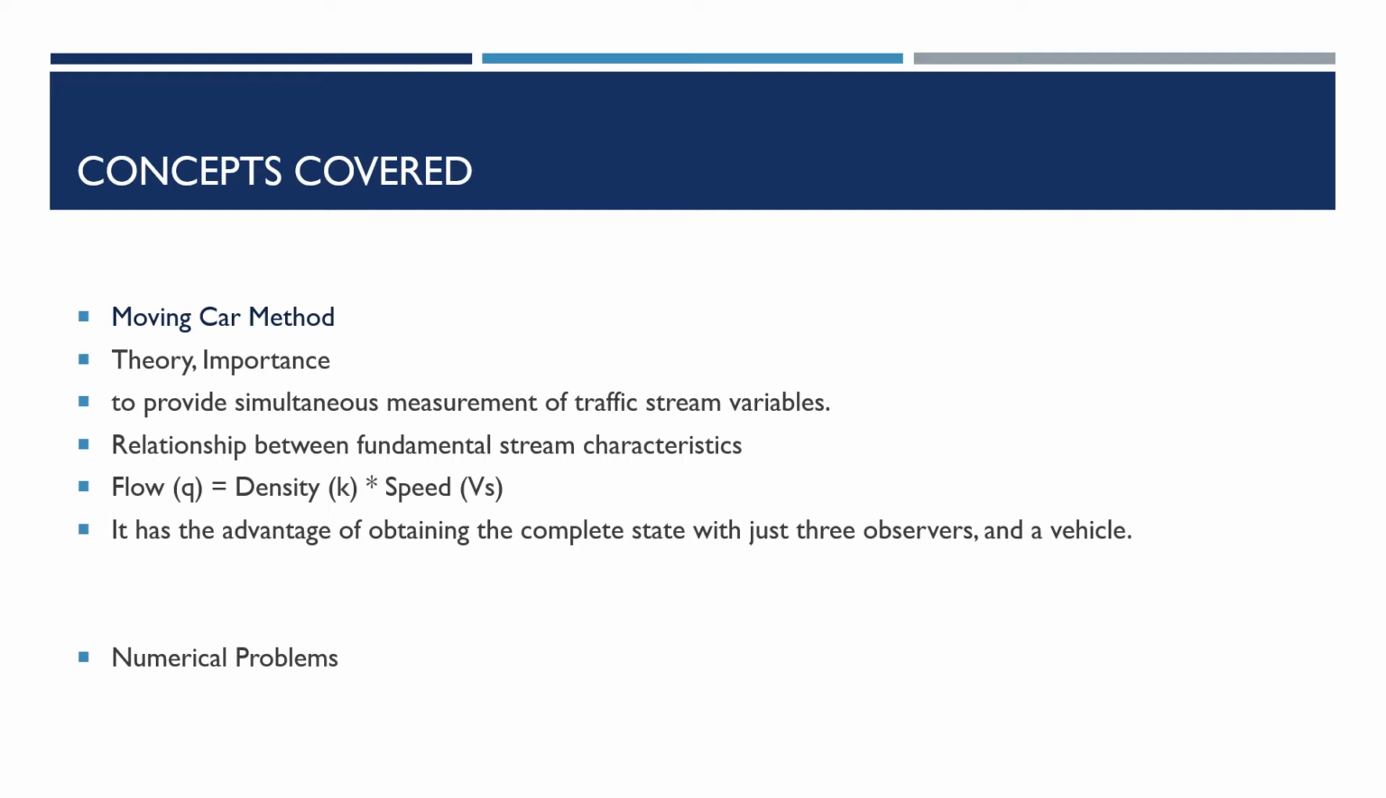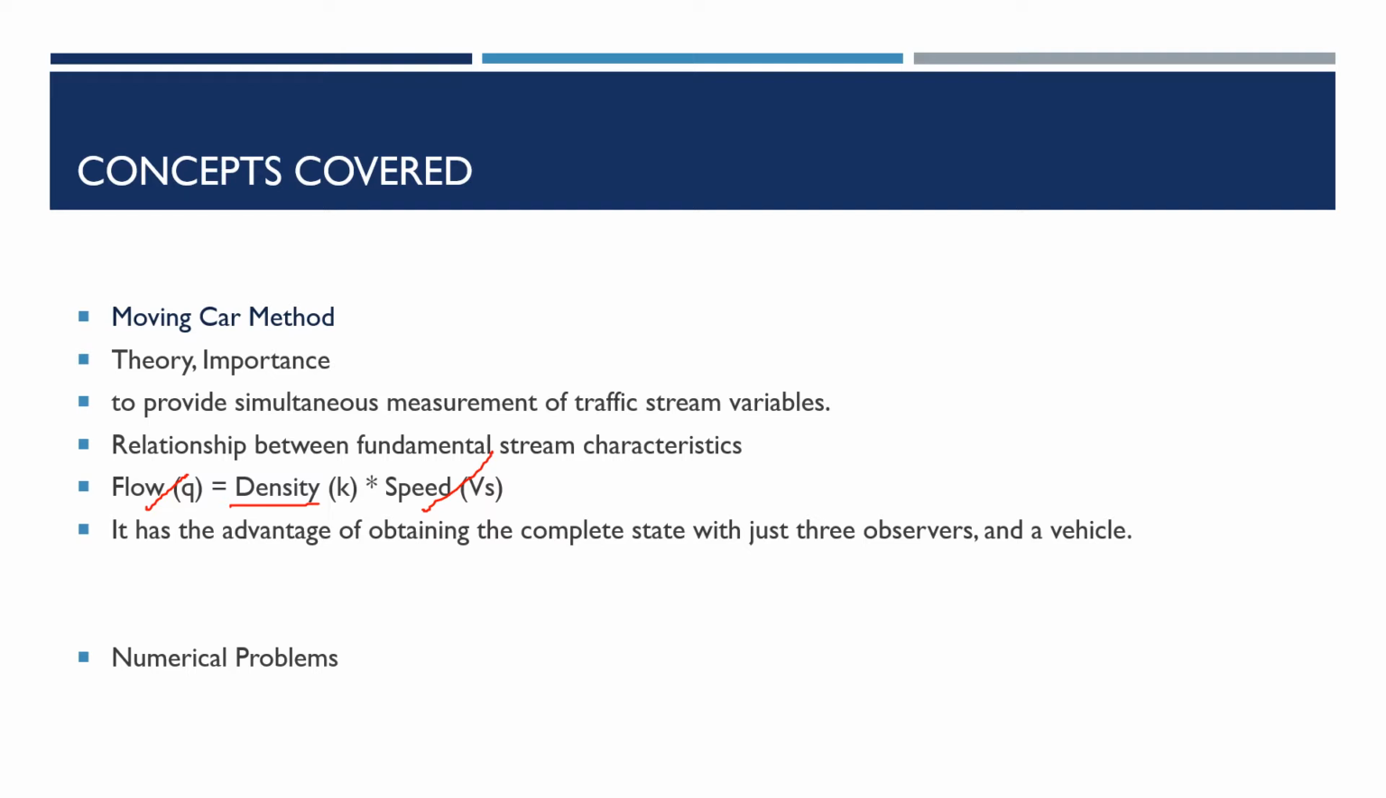The nature of a traffic stream is generally explained through the stream characteristics like flow, density and speed. The moving car method helps here by providing simultaneous measurement of traffic stream variables. Using the moving car method, one can get the information on flow as well as the stream speed. So the third parameter, which is density, can be derived by using the fundamental flow equation, which relates flow is equal to density into the space mean speed.